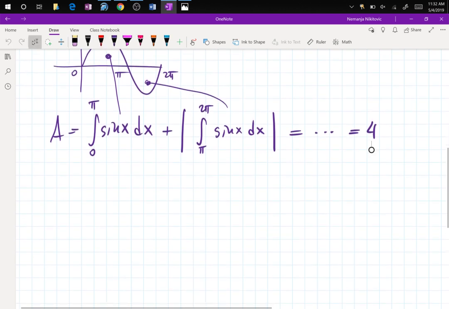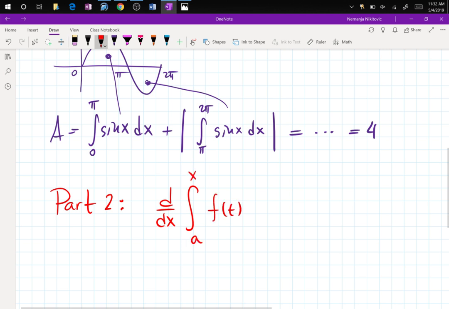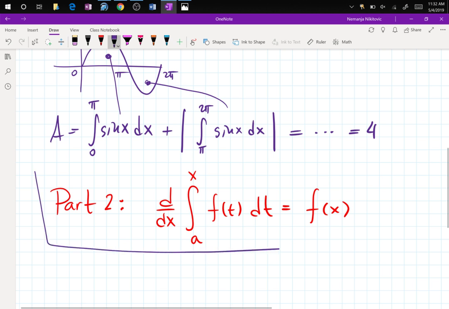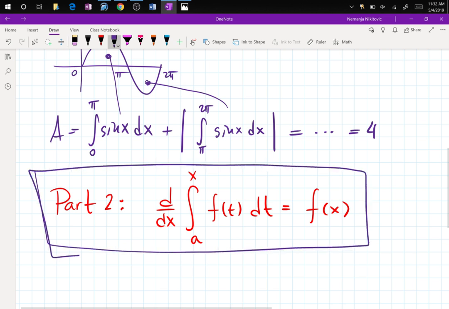Now, part 2 is the one that we are focusing on now, and the part 2 says that the derivative of the integral a to x of f of t dt is equal to f of x. So this is the one that is new and it's important, hence fundamental, right? So what's such a big deal about this formula?